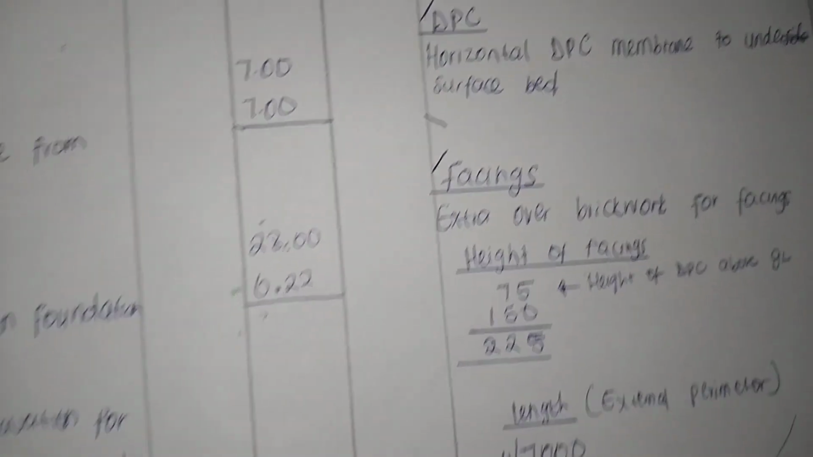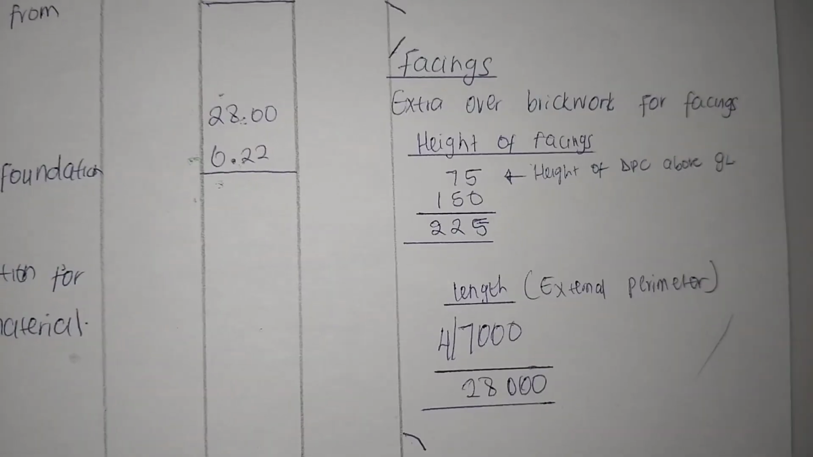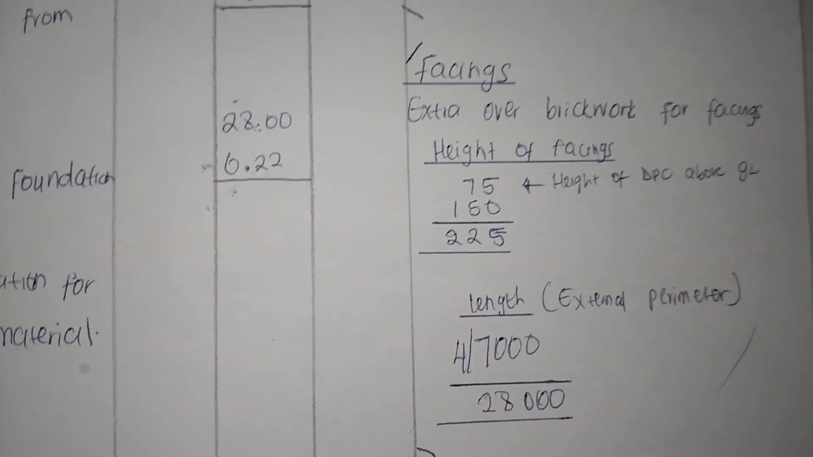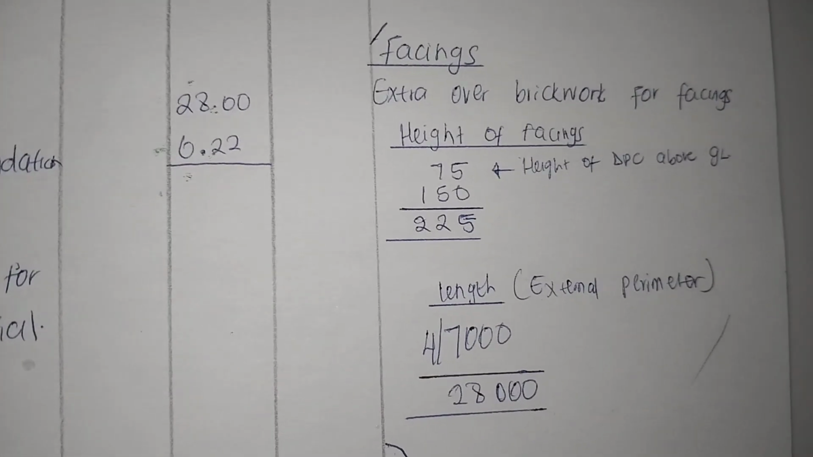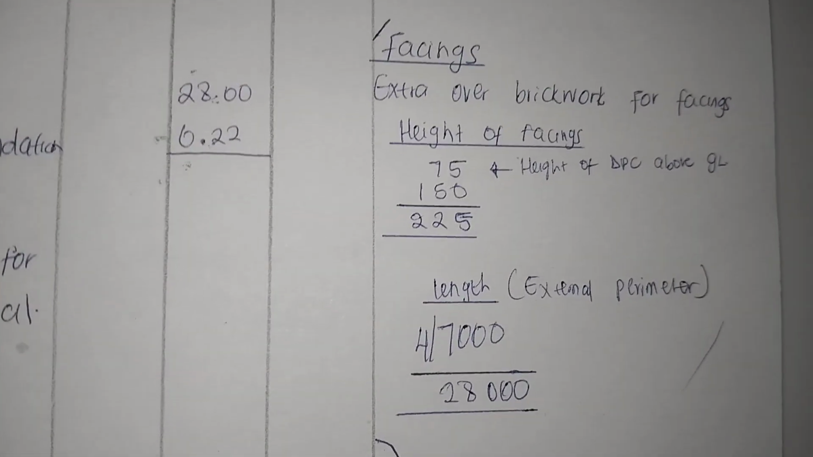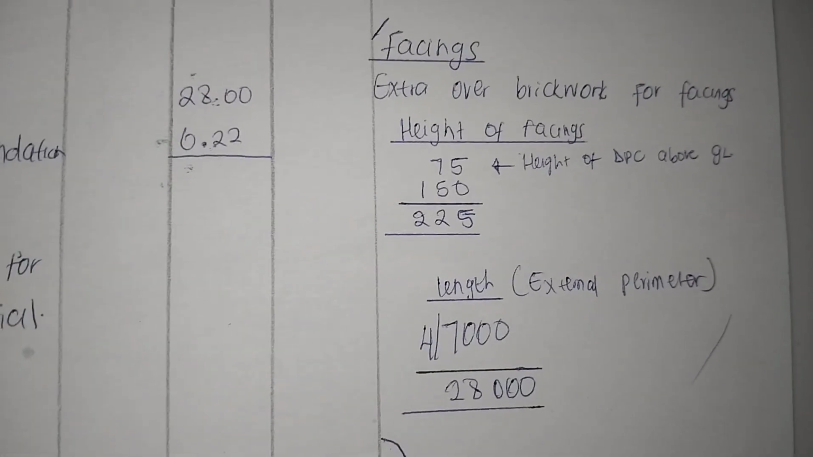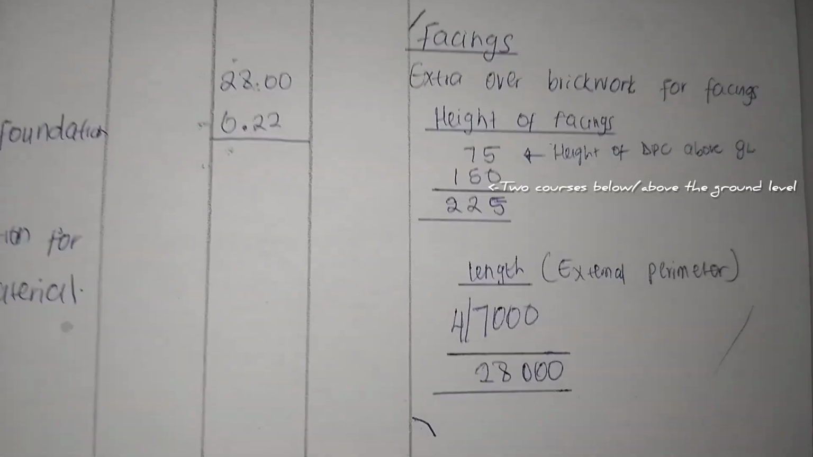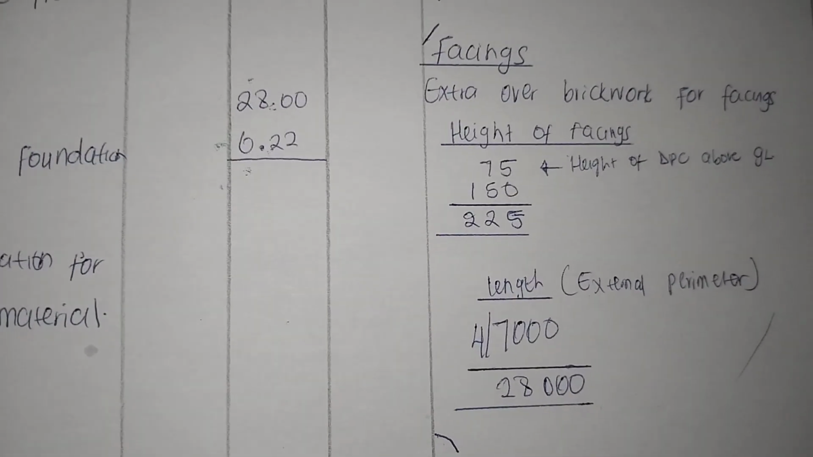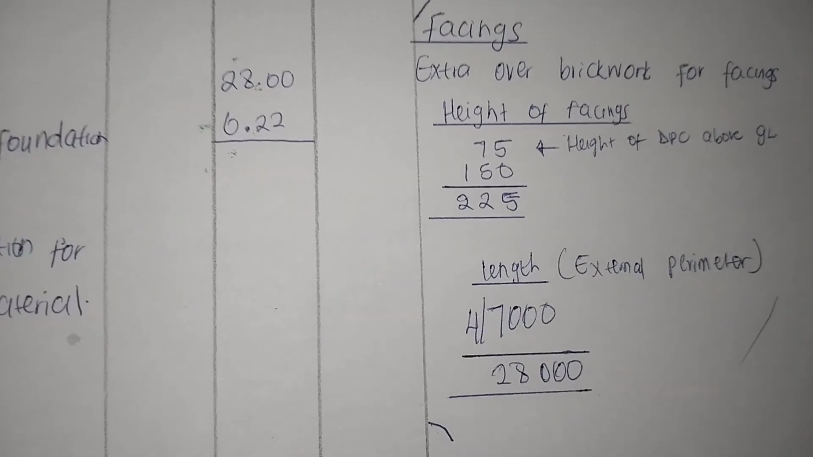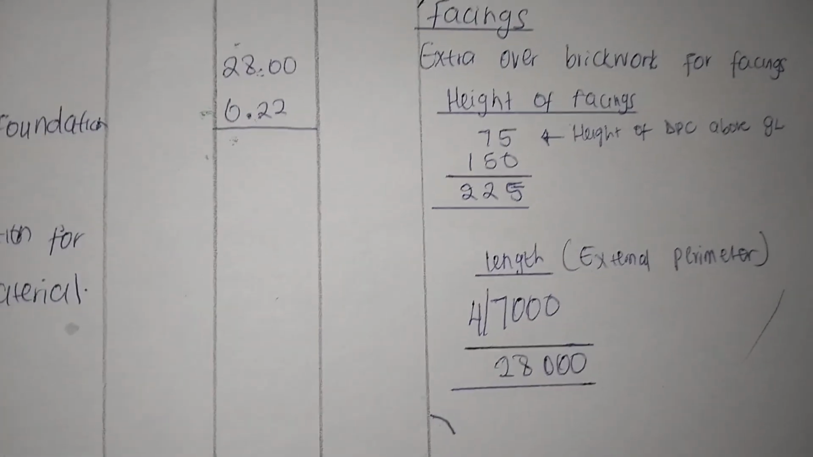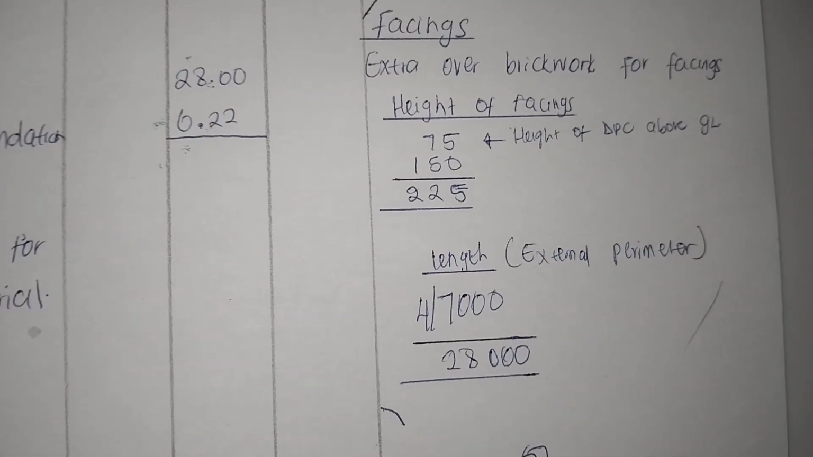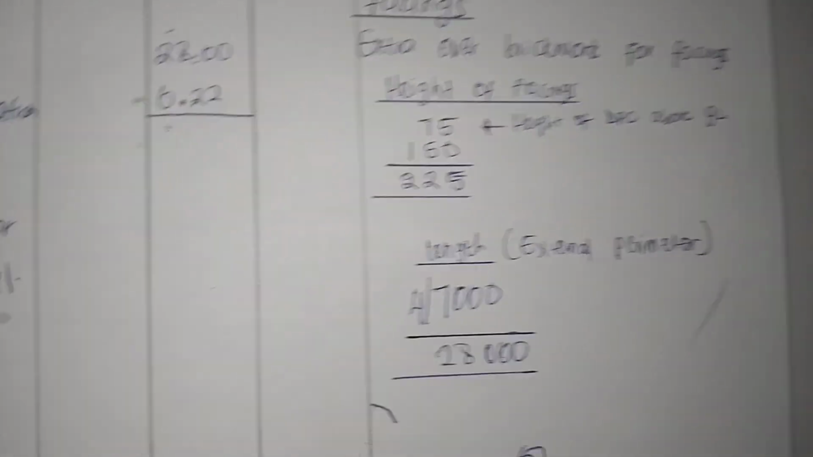So the last one, we have facings. Extra over brickwork for facings. And then first of all, you have to calculate the height of your facings, which is 75 to 75 as the height of the DPC above ground level. And then the 150, I had forgotten what it was for, but yeah, you get it. Okay, and then you do 225.